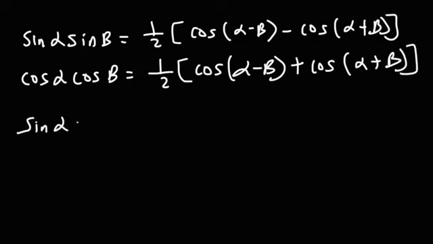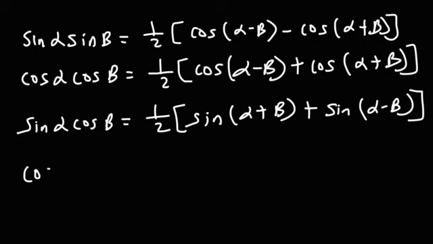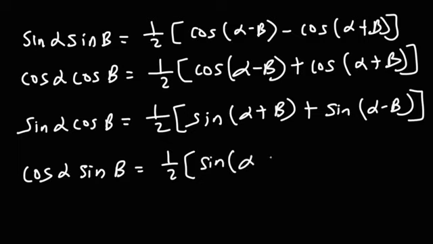And then it's sine alpha cosine beta, which is 1/2 sine alpha plus beta, and then plus sine alpha minus beta. The last one is cosine alpha sine beta is 1/2 sine alpha plus beta minus sine alpha minus beta.